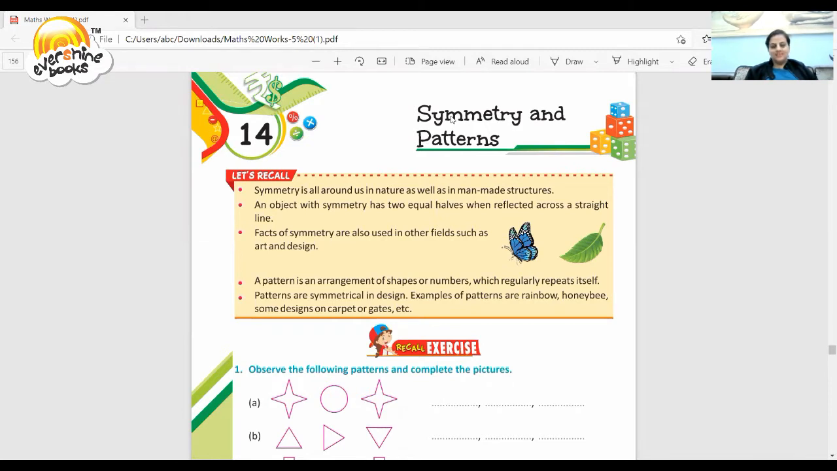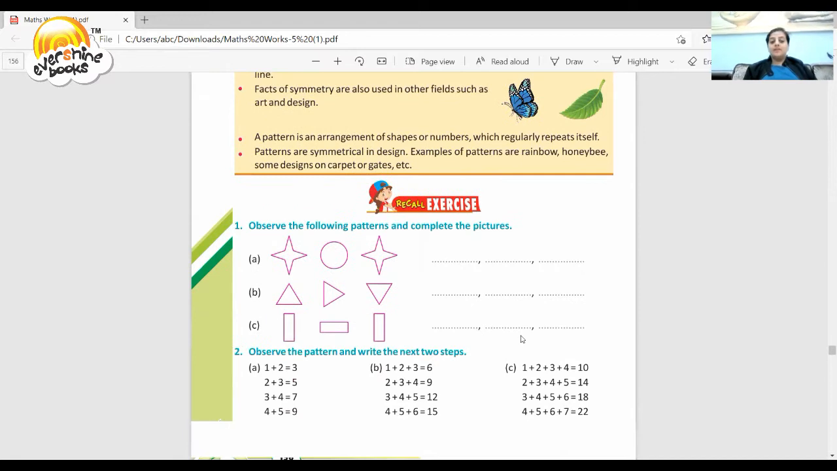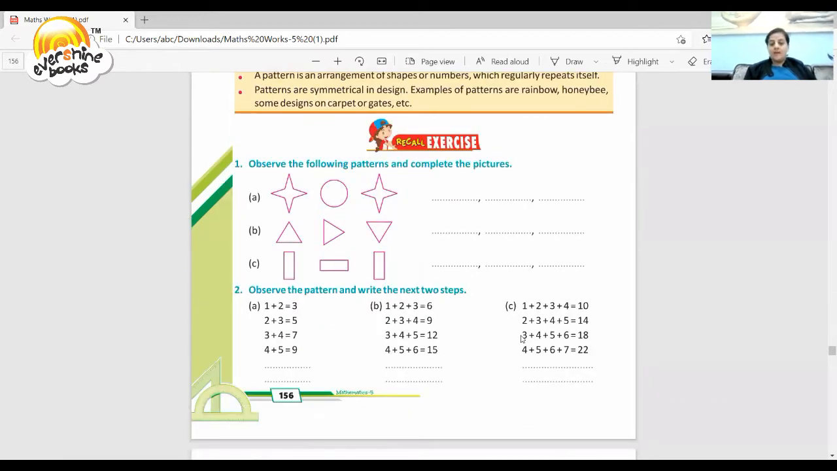So, let's start. First of all, we will recall that symmetry is all around us, in nature as well as in man-made structures. An object with symmetry has two equal halves when reflected across a straight line. Facts of symmetry are also used in other fields such as art and design. A pattern is an arrangement of shapes or numbers which regularly repeats itself. Patterns are symmetrical in design. Examples of patterns are a rainbow, a honeybee, and some designs on carpets and gates, etc.